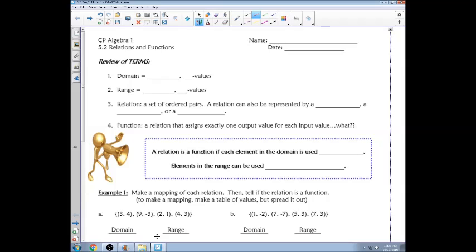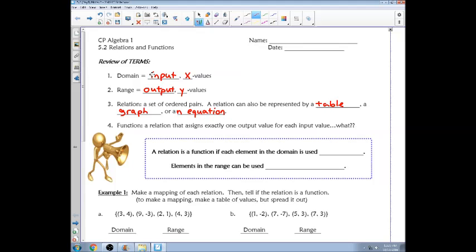The domain is the input or the x values. The range is then the output or the y values. A relation is a set of ordered pairs. A relation can also be represented by a table, a graph, or an equation.